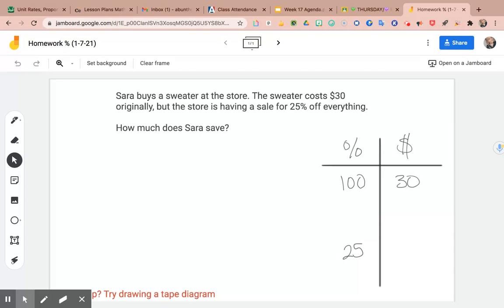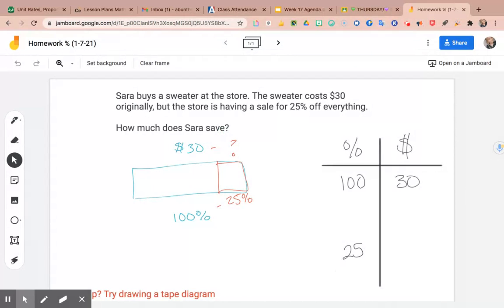All right. So I'm gonna draw a picture to help you out. So we have a rectangle, we start with 100%. That's $30. And I'm trying to find 25%. I'm taking 25% off, so I'm trying to find 25%. And I don't know how much money that is. That's what I'm trying to find. This is what I'm trying to find. Money that I'm taking away from $30.